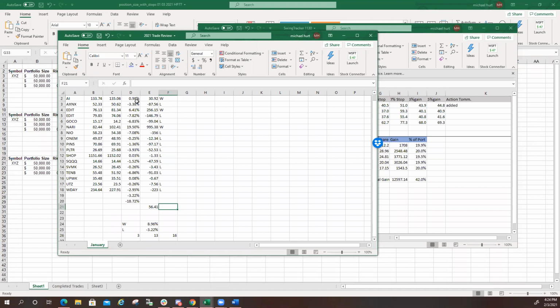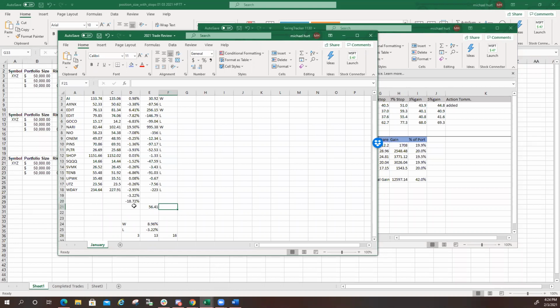But these other trades he had entered off and on. Some of them I had helped him with, kind of walked him through. But you can see the losses and gains here. The main thing I want to get across is our win percentage was 8.96 and our loss was 3.22. I believe that was right. And so we only had 3 out of the 13 that were winning trades. It's almost less than a 20% win rate, but we didn't lose money for the month.